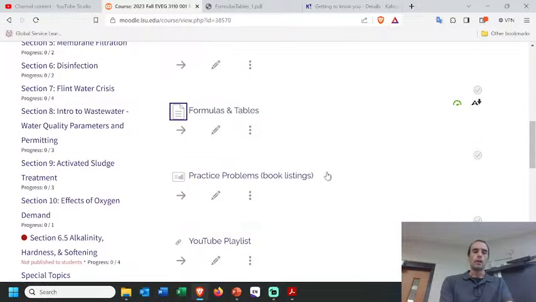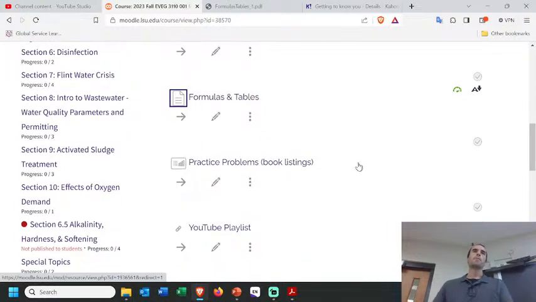I also have an Excel sheet listing several problems from the book that might be relevant to particular topics. So take a look there if you're needing recommendations on what kind of problems to look at.